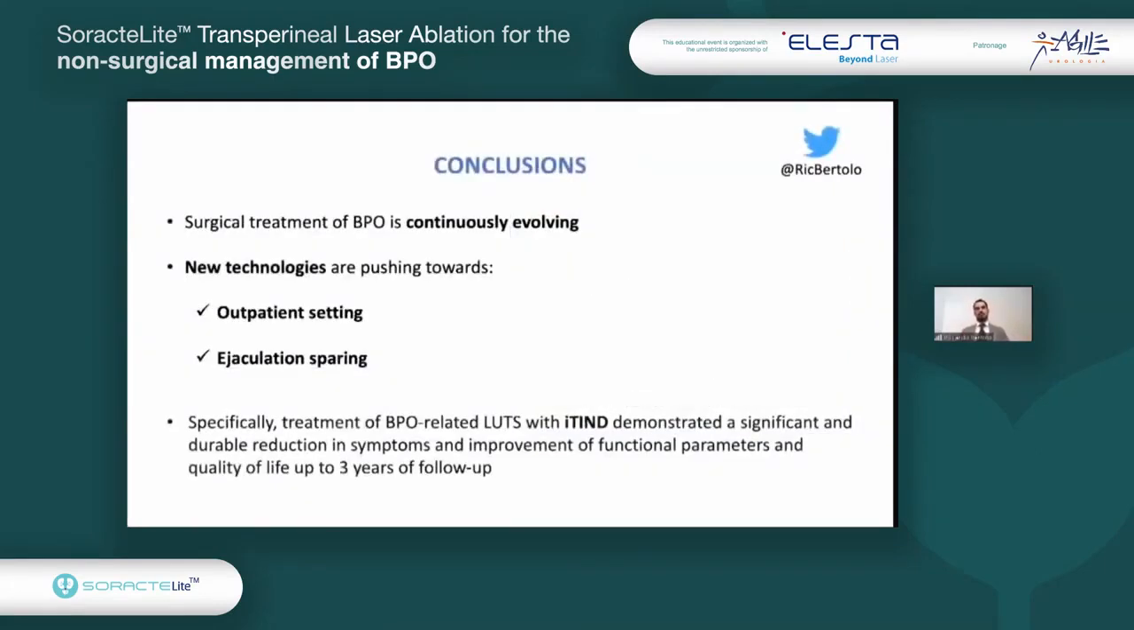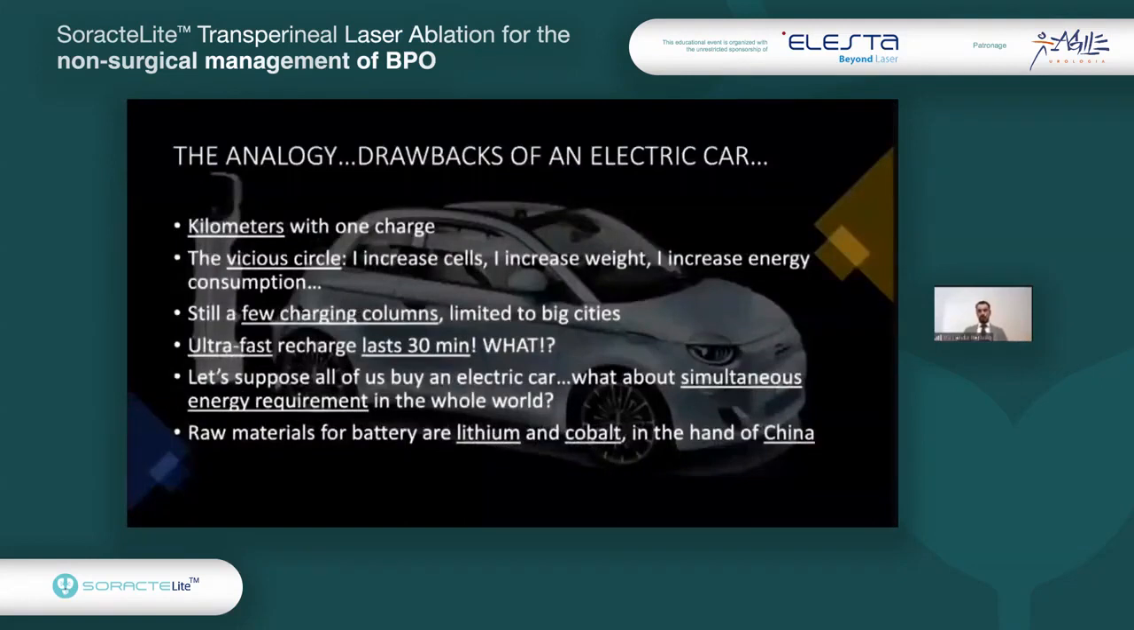The conclusion is that obviously the temporary implantable longitudinal device is another option, witnessing the evolution of the microinvasive treatment for benign prostatic obstruction. This is another technology pushing the limits of the treatment towards the outpatient setting and the ejaculation sparing. The data are up to the 3-year follow-up, so they are encouraging, but there is not enough data to be guideline recommended. I always tell my patients this kind of analogy.